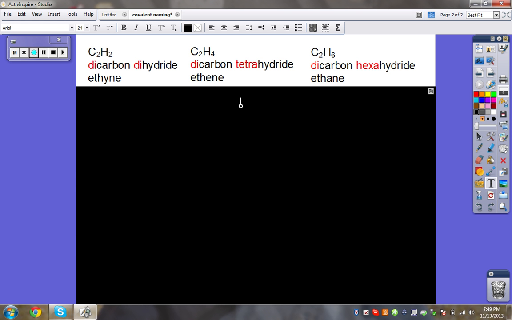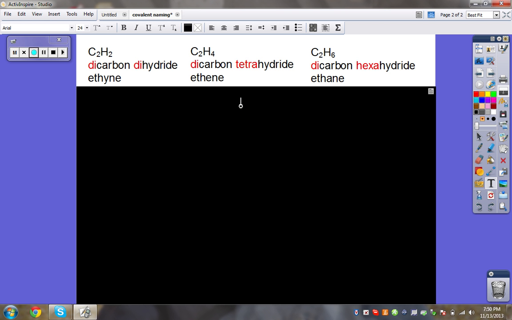So we've worked with some of these compounds over the past few days in drawing Lewis structures. We had the dicarbon dihydride as one of our examples in the covalent bonding notes. Ane of the C2H6 means single bond, meaning between the 2 carbons there's just a single bond. Ene of the C2H4 means double bond. So there's a double bond between the 2 carbons, and ine with the C2H2 means triple bond. So there's a triple bond between the 2 carbons.